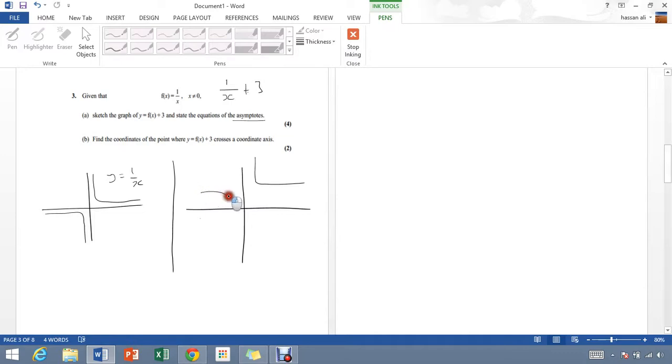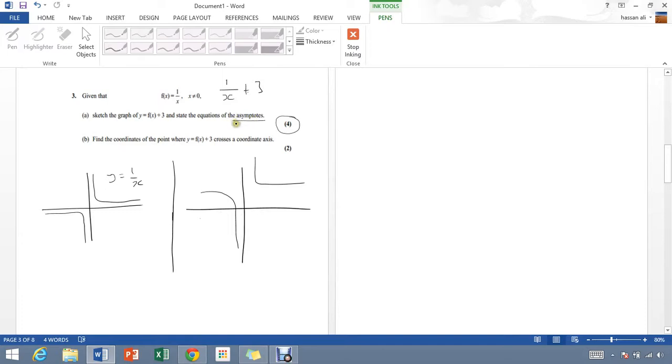Okay, so just going up by 3. There we go. Right, so therefore this is now gone up by 3, and it's also now 2 parts of this question, so probably 2 marks for getting this bit right. So you're showing it going up by 3, and now state the equation of the asymptotes.